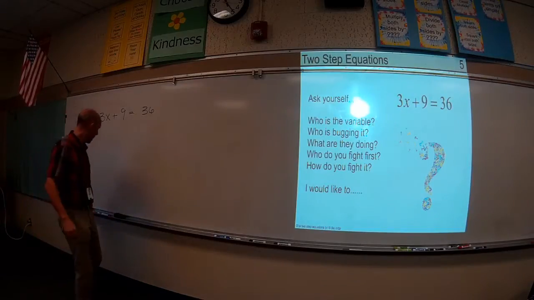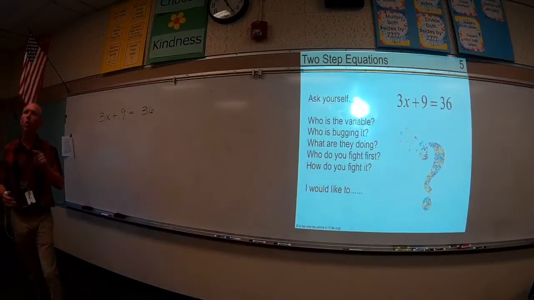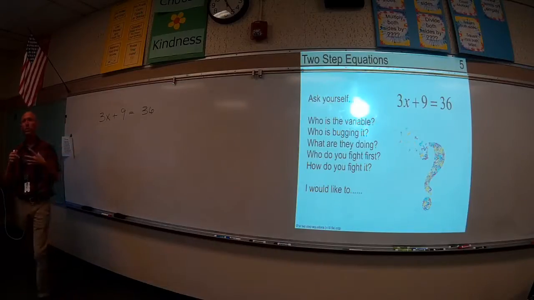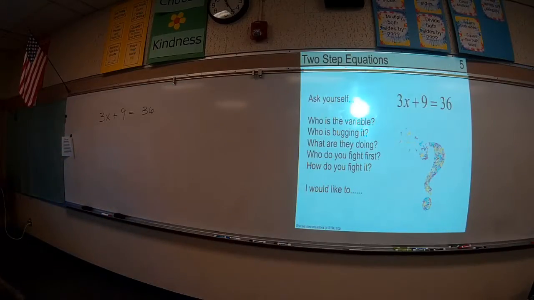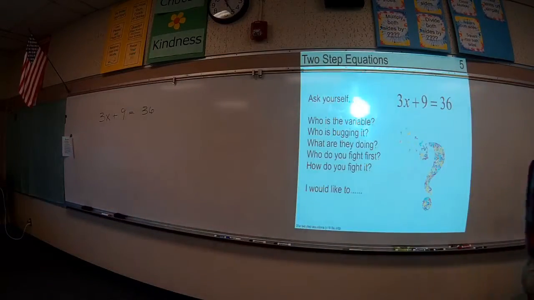So when I'm solving an equation, I'm sneaking up on the variable. I have to know who to deal with first. I'm not going to deal with the 3 first. I'm going to deal with the 9 first. I'm usually dealing with the piece that's furthest away from the variable. So here's our steps for solving this, and we're going to solve this one on our notes.